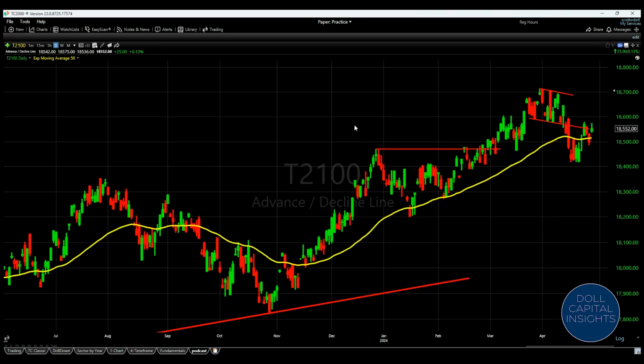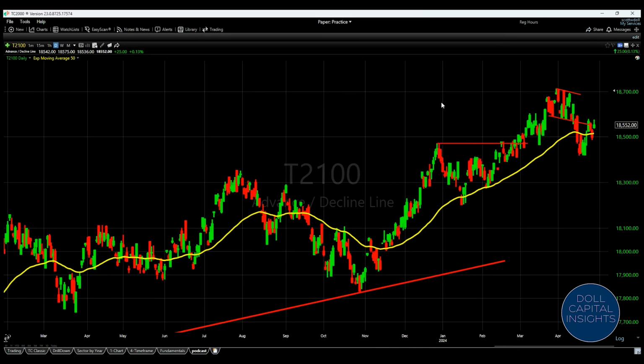So let's take a look at one more chart here. This is the advanced decline line of the New York Stock Exchange. So this is the breadth of the New York Stock Exchange. And remember, breadth's important. You need a lot of participation for the trend to continue higher.